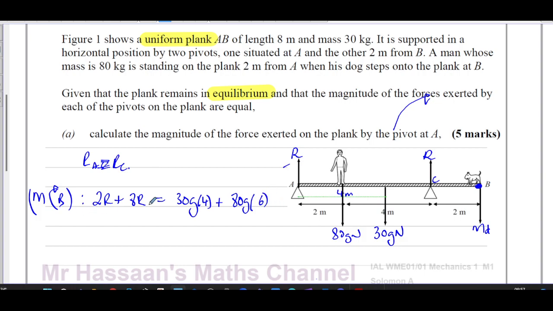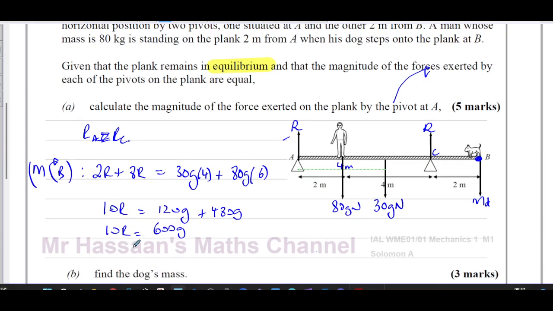So he's going to be 6 meters away from B, so that's 80G times 6. You see, the only thing we don't know is R now. So you're going to have 10R is equal to 4 times 3, that's 120G, plus 6 8s are 48, so 480G. So 10R is equal to 600G, 480 plus 120. So R is going to be 60G newtons.